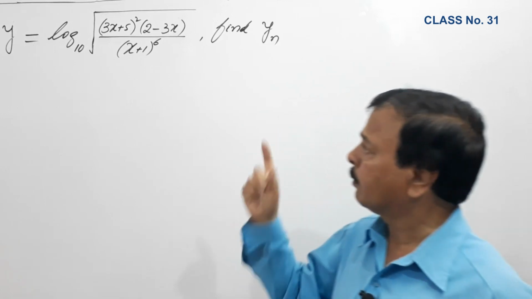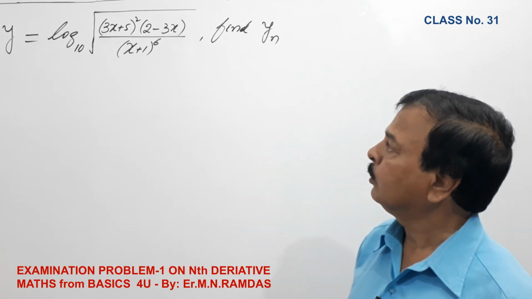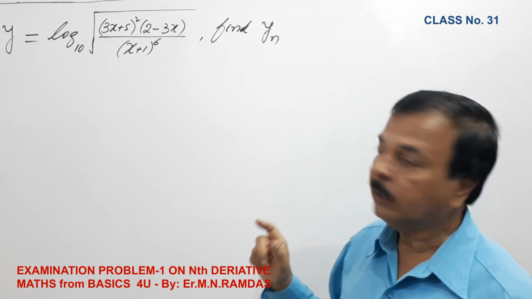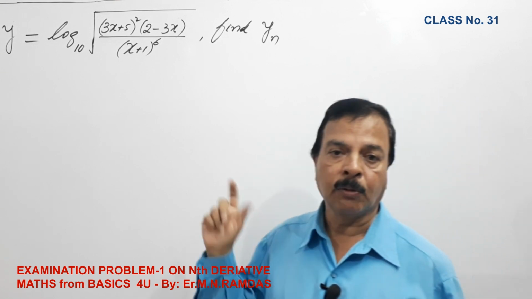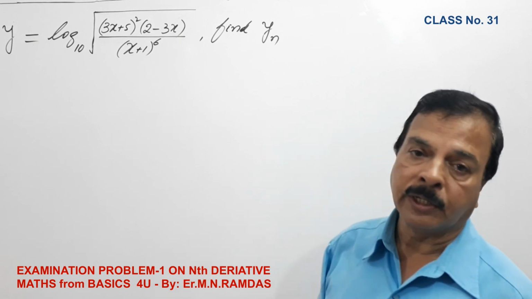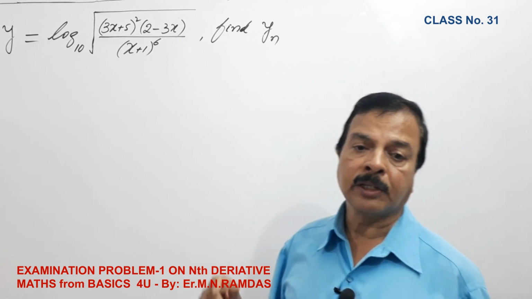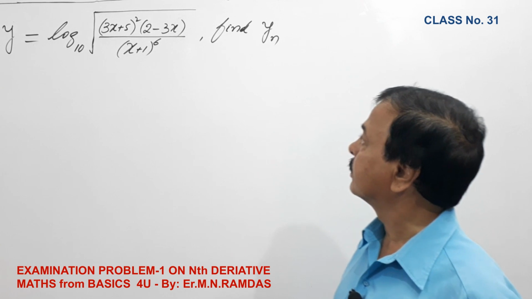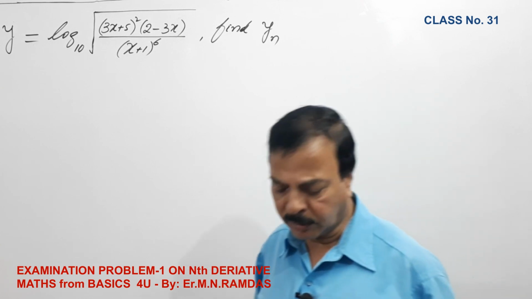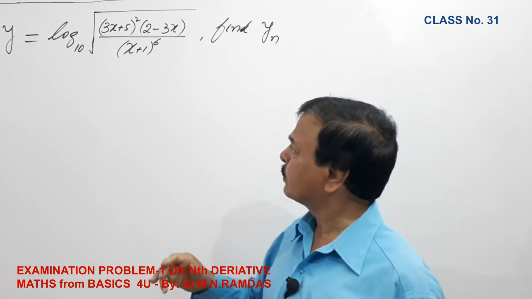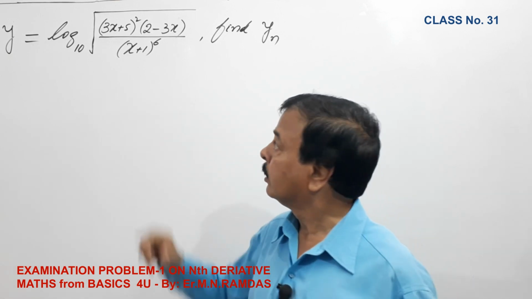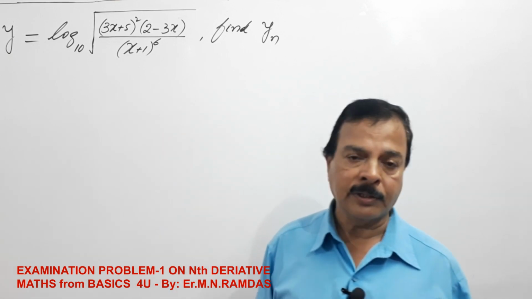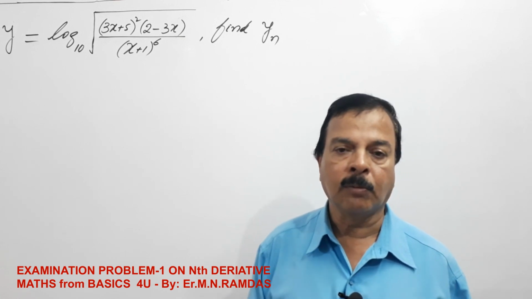So dear students, we have a problem here. y equals log to the base 10 of the square root of ((3x plus 5) whole squared times (2 minus 3x)) divided by (x plus 1) to the power 6. Find y'. Perhaps you wouldn't have come across such problems, but here you have a problem which is more or less an examination problem.